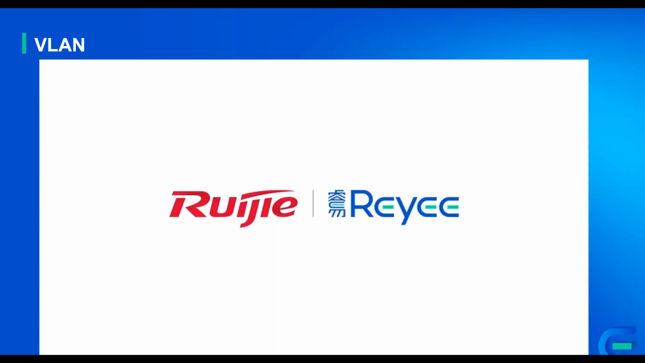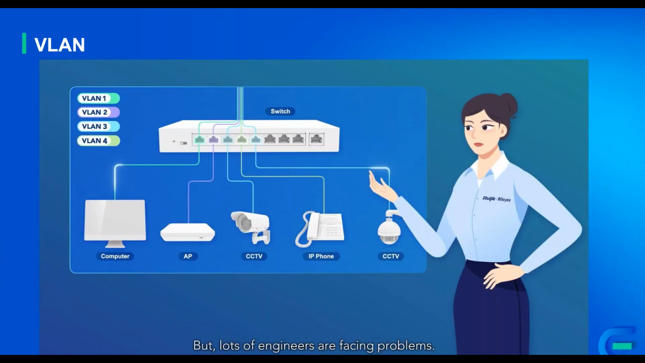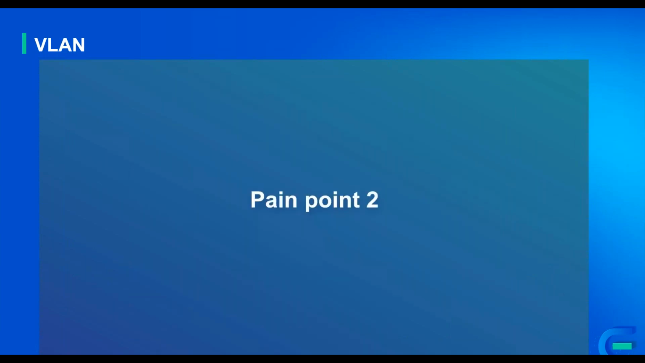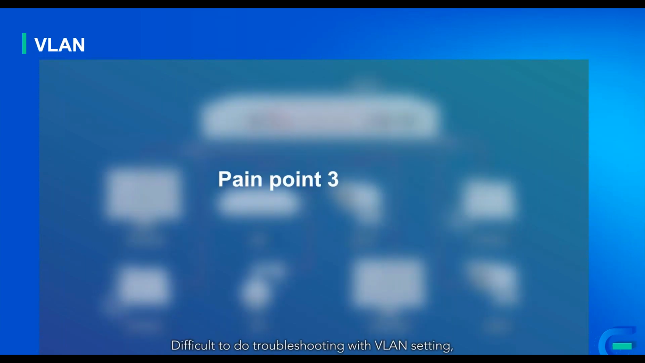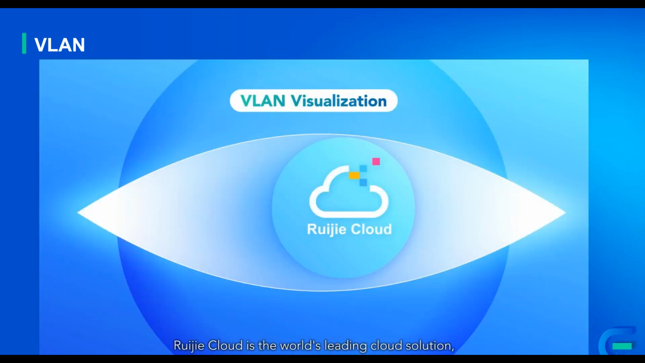With the network technology development, more and more network engineers have begun to use VLANs to avoid traffic conflicts. But lots of engineers are facing problems. The VLAN configuration is complicated on routers and switches. I don't know how to do it. Network still works well even without VLAN. Difficult to do troubleshooting with VLAN setting. It is better not to configure it. Reyee Cloud is the world's leading cloud solution, and with VLAN visualization, you can solve all of the above problems.